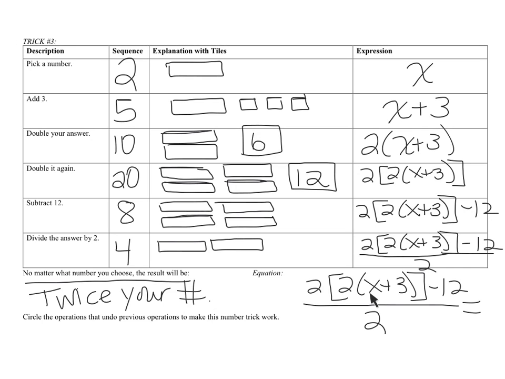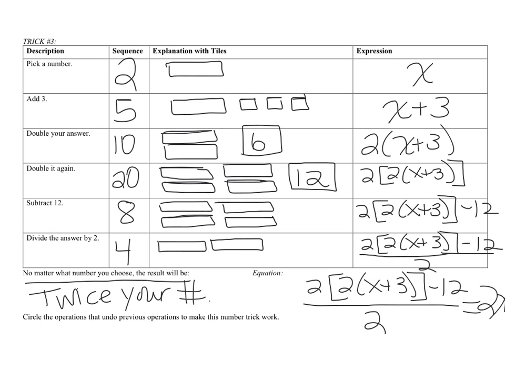Okay? So here, just to walk you through it, looking at this guy, you picked a number, that's x. You add 3. You double it, so put x plus 3 times 2. You double it again, goes in brackets, times 2 again. Subtract 12, divide by 2, and your result will equal twice your number. Remember, your number was called x, so it's 2x. Right there.